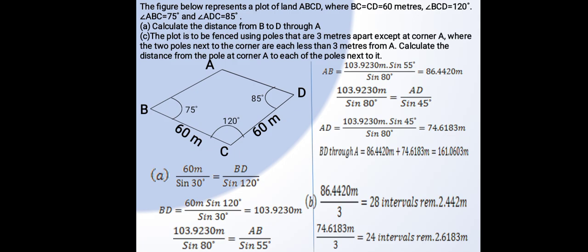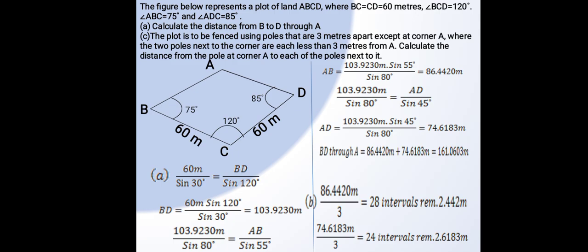The figure below represents a plot of land ABCD, where BC equals CD, which equals 60 meters. Angle BCD is 120 degrees. Angle ABC is 75 degrees. And angle ADC is 85 degrees. A. Calculate the distance from B to D through A.